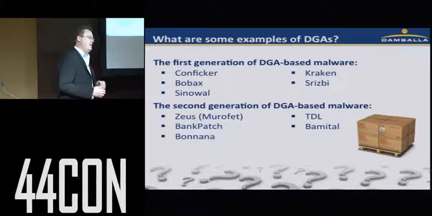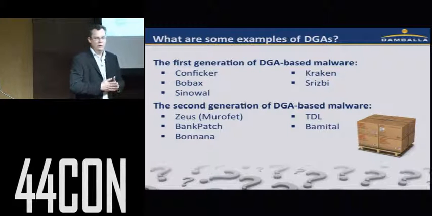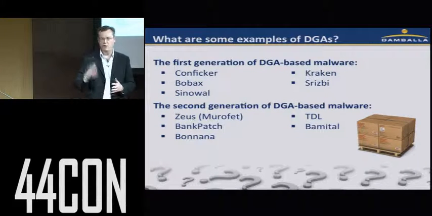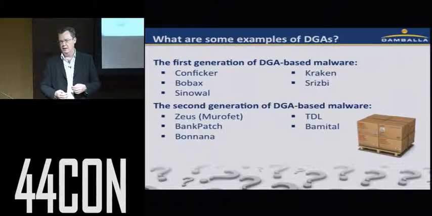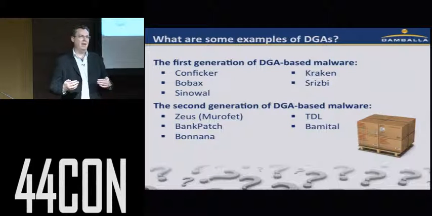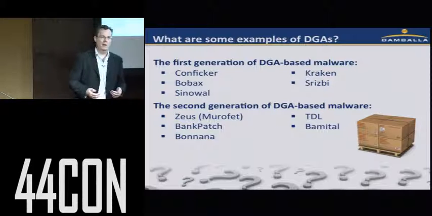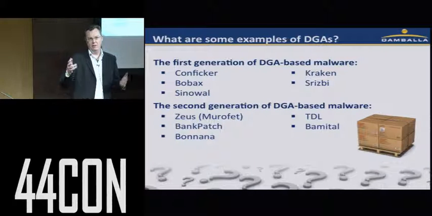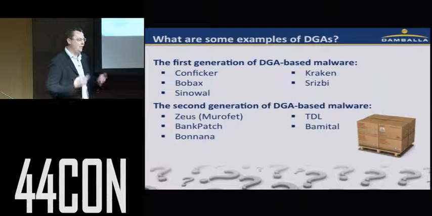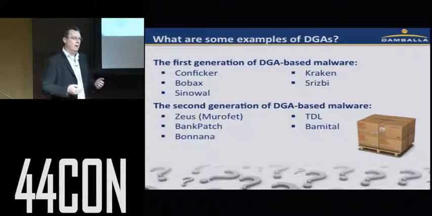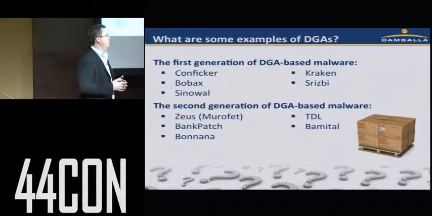Now, when we look at malware families that use these technologies, I sort of break them down into two generations: the first generation and the second generation. The first generation, things like Conficker, Bobax, Sinowal, Kraken, Szribi, these are all malware that are basically famous because they had DGAs. Okay, so they were interesting enough to be named something different because, frankly, they had DGAs. Now when we look at the second generation of DGA-based malware, these pieces of malware aren't famous for their DGA. They just have DGA as a functionality inside their software.